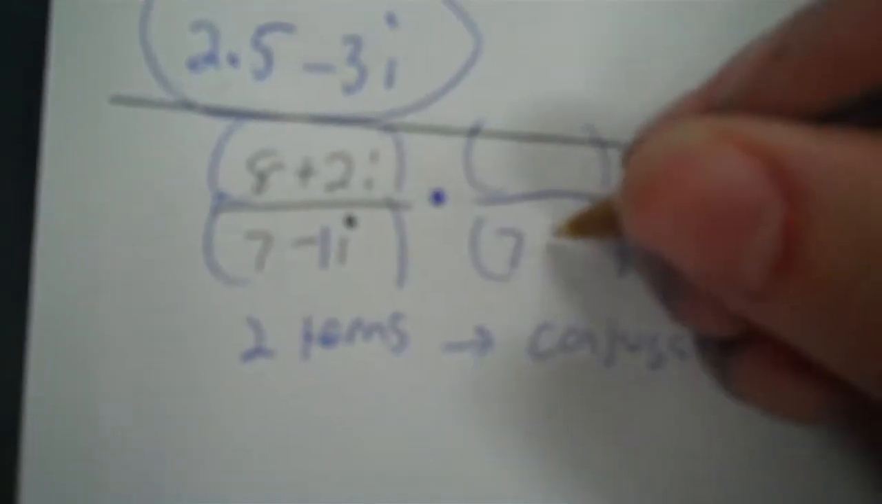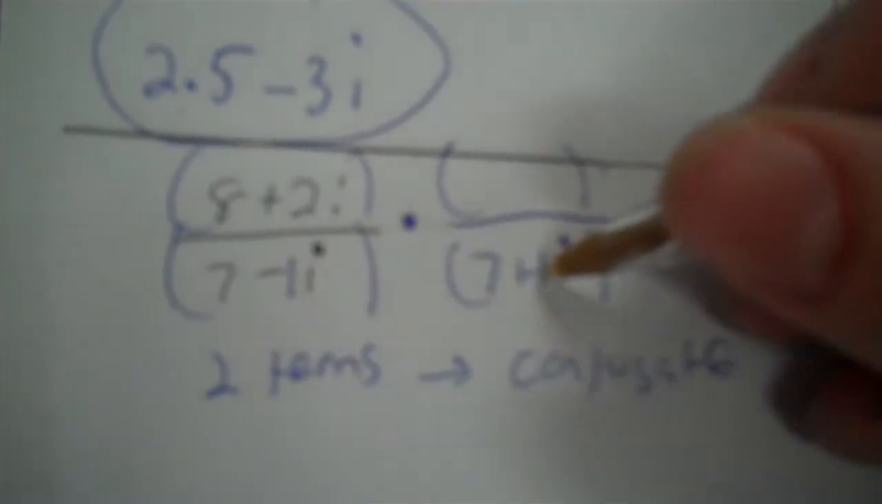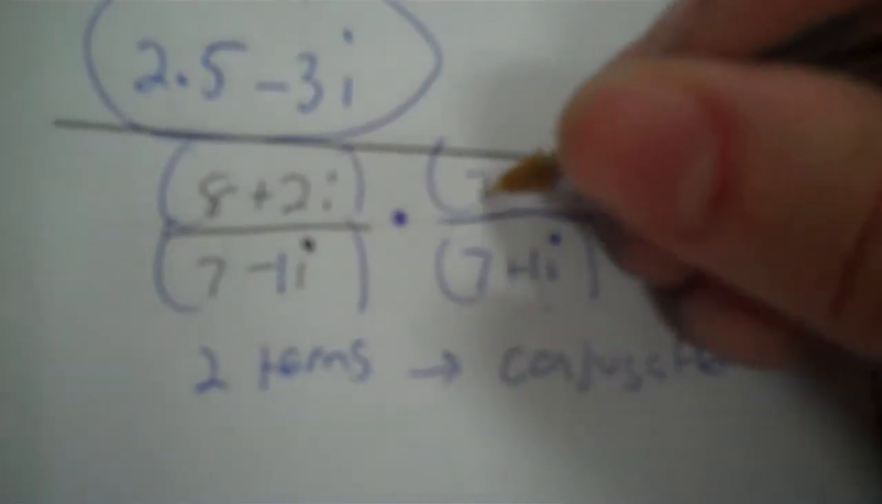What the conjugate is, you keep your 7 the way it is, but you switch the negative 1i to a positive 1i. Okay, the i term that we're trying to get rid of will be switched from a negative to a positive, or from a positive to a negative. So if that's what I'm putting here, I copy this to the top.